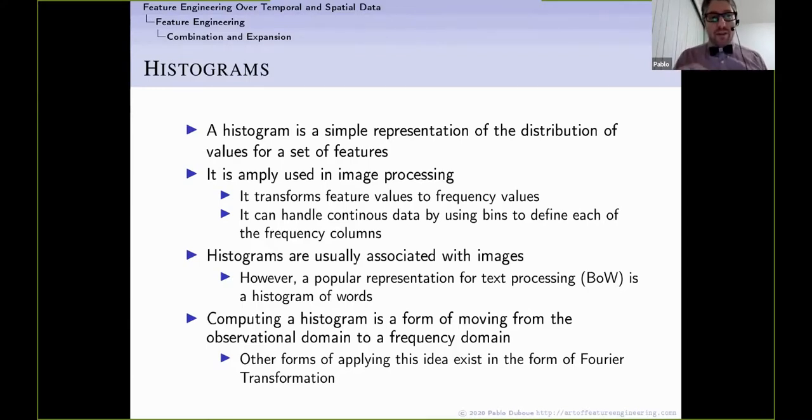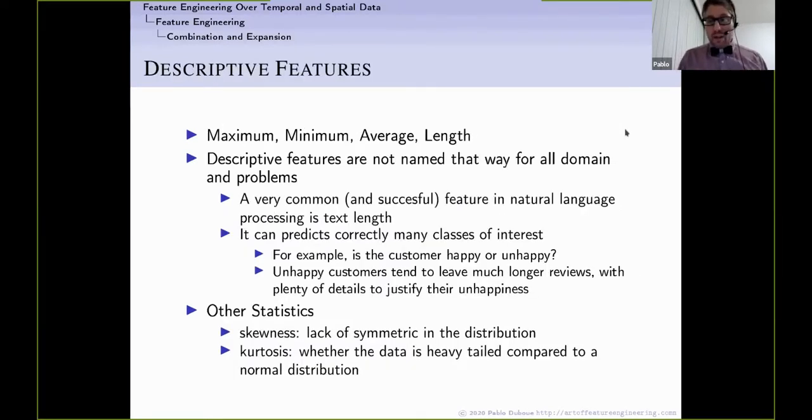Another thing is that histograms in text processing are very popular, but they go by the name of bag of words. But a bag of words is actually just a histogram. And histograms are a type of descriptive feature. So these are features that, instead of being the actual feature, are describing how the rest of the feature set looks like. And you have things like the maximum, the minimum, the average.